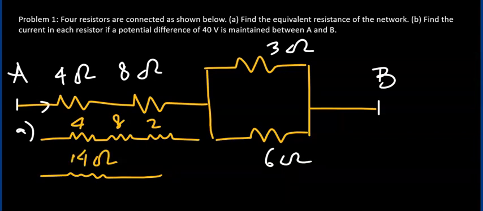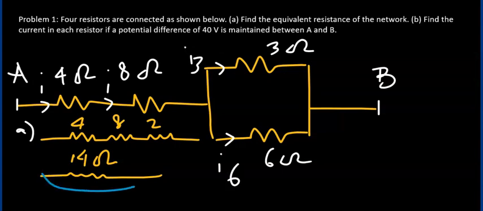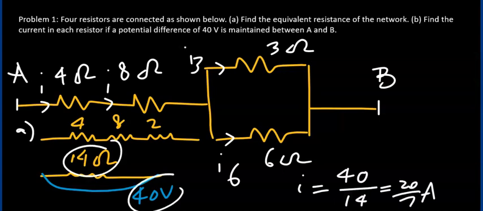Now the current. The same I will go through the 4 and 8 ohm resistor. This I will split into 2. Let's call it I3 and I6. The potential difference is 40 volts. So the current through the 4 and 8 ohm resistor is quite simply, according to Ohm's law, 40 over 14, which is 20 over 7 ampere.